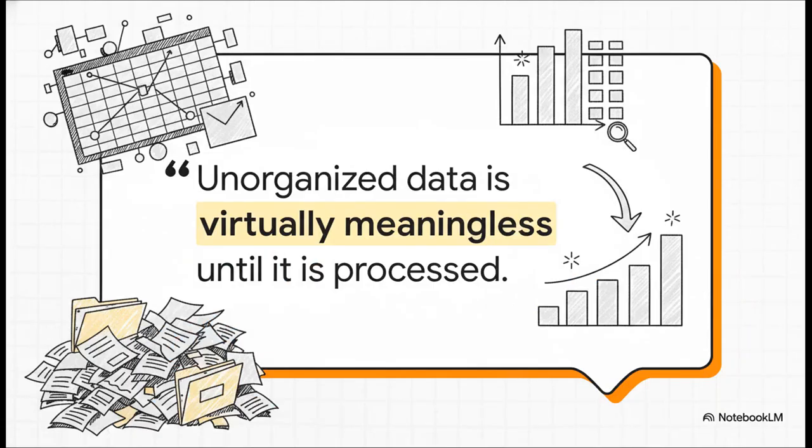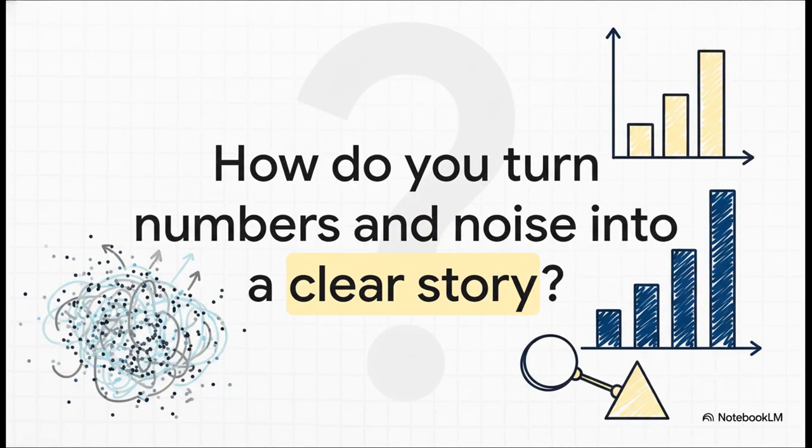This quote right here just nails it. A giant pile of numbers all by itself is pretty much meaningless. It's just clutter. To make any kind of smart decision, you have to process it first. You've got to give that raw data some kind of shape, some kind of structure. So the big question is, how do you actually do that? How do you pull a clear, understandable story out of all that noise?